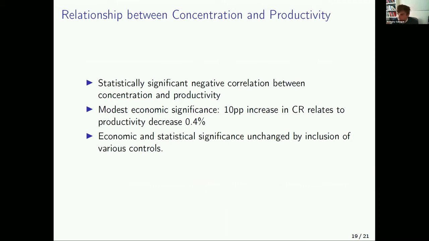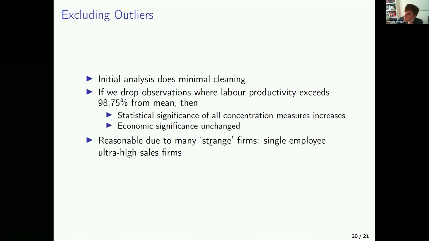So this is the first naive analysis. We've included lots of stuff. We've not been too vicious in any sort of cleaning activities. And we find economically modest significance and statistical significance. But the statistical significance becomes much more precise when you do some more robustness analysis. If we drop observations of labor productivity exceeding 2.5 standard deviations away from the mean, so the very high productivity firms, then you get a lot more precision in your results.